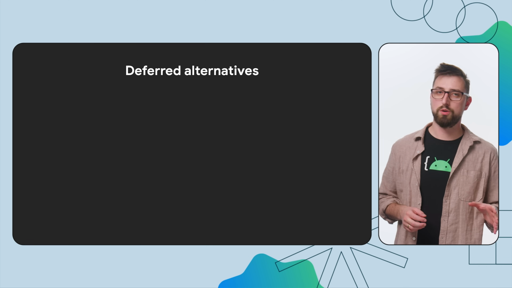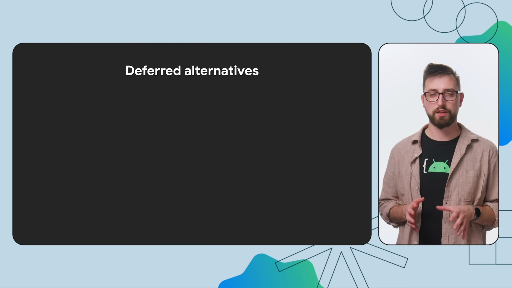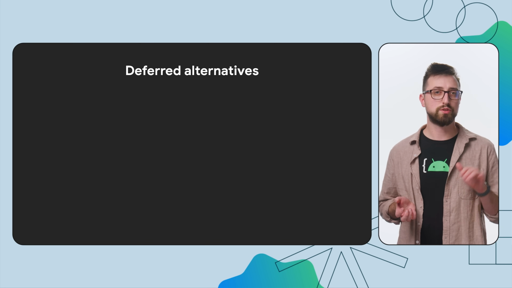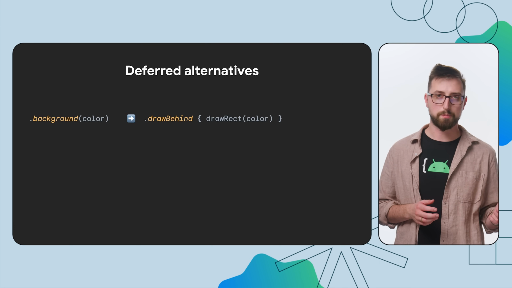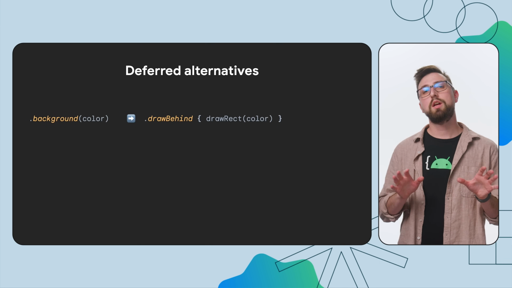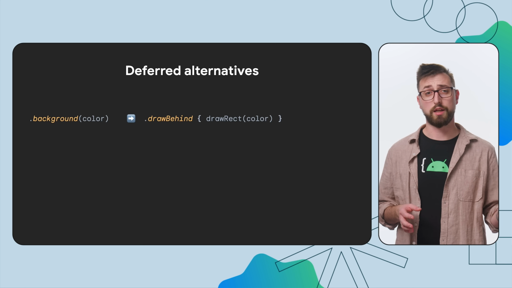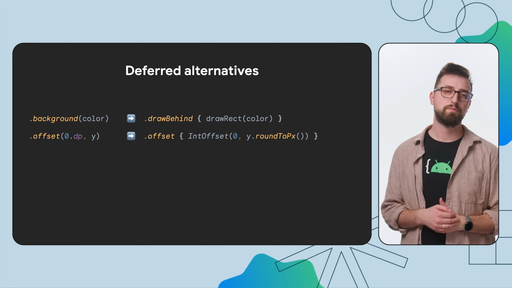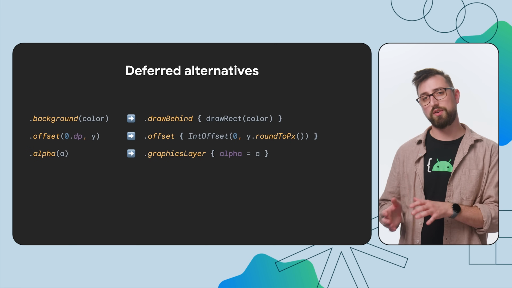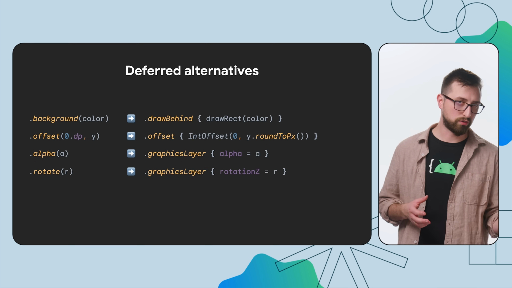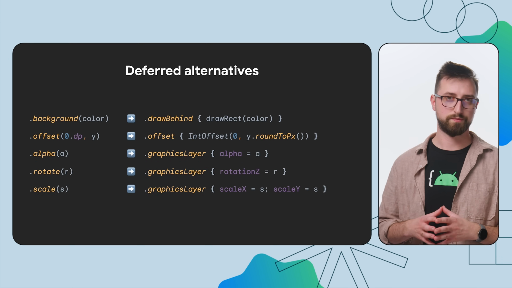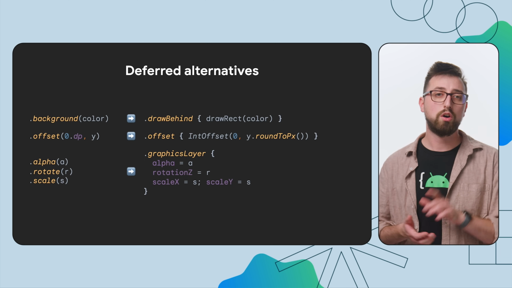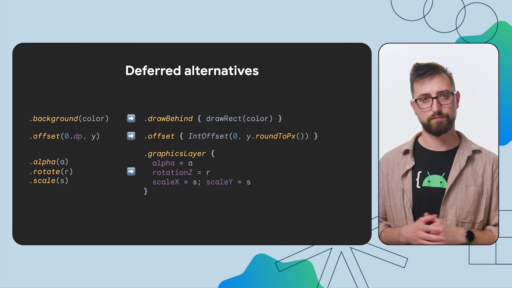So, whenever you have some frequently changing state, like animations or reading scroll state, consider using the deferred alternatives to skip recomposing too often. For example, for frequently changing background, you can use any of the draw modifiers, like drawBehind. If you're offsetting a composable on screen, you can use the offset lambda modifier. For alpha values, consider graphics layer with alpha parameter, same for rotation, or scaling modifiers. In case you would change alpha, rotate, or scale at the same time, only one graphics layer block is needed.